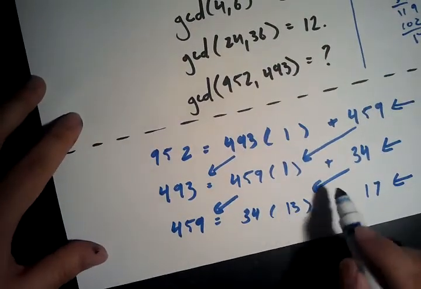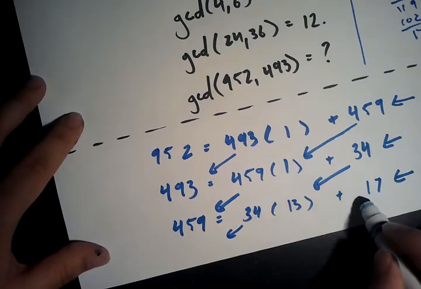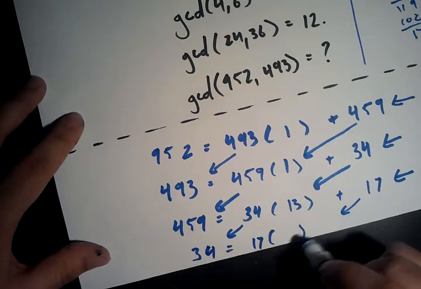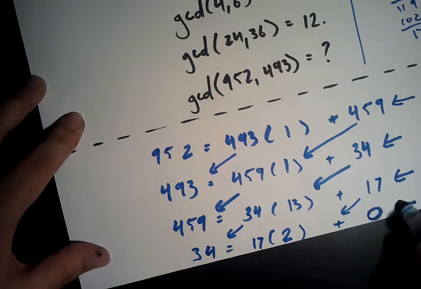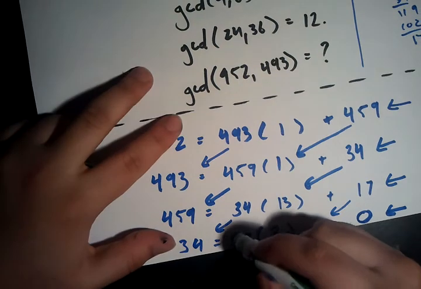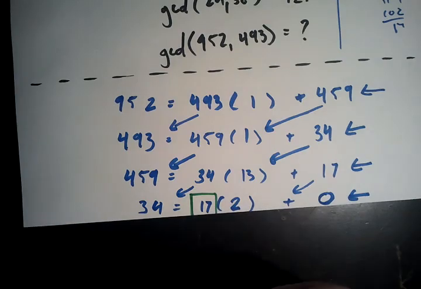So notice the number in the parentheses doesn't matter. We're just going to carry over the front number, which is the remainder from the previous problem. So this is 34 equals 17 times what, plus a remainder. So this is going to be 2, and notice the remainder is now 0. And the remainder is now 0, which is our cue that we have found the greatest common divisor, and it is 17. And that's how you do the Euclidean algorithm to find the greatest common divisor.